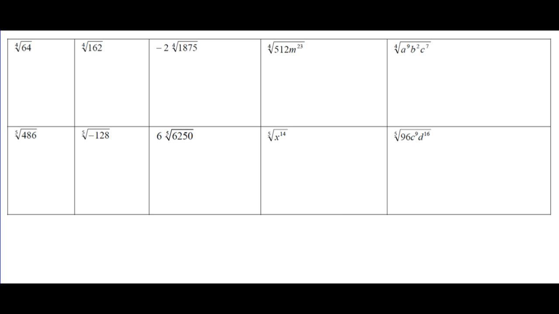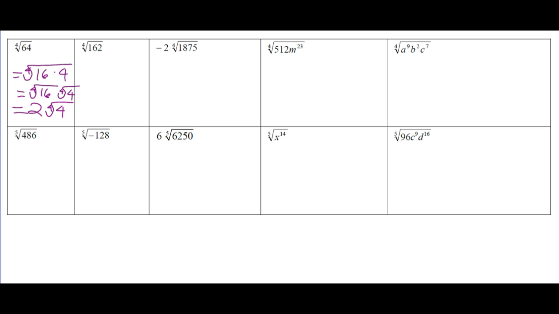All right, 4 through to 64. What's the largest fourth power that goes into 64? 16, yeah. Okay, so it's the 4th root of 16 times the 4th root of 4, which is 2 times the 4th root of 4.